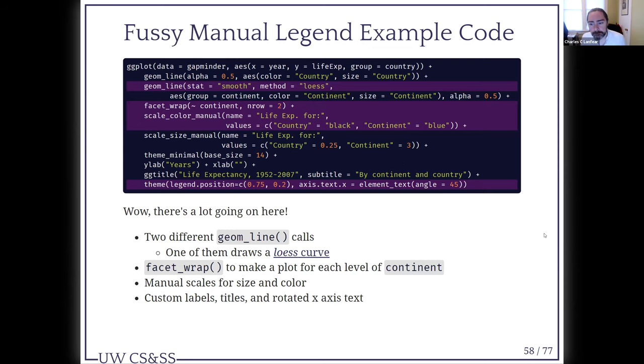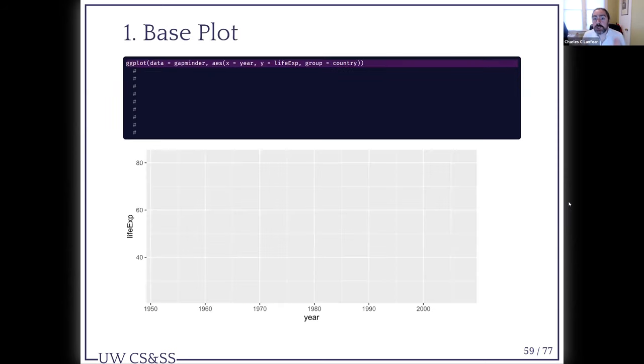But I'll show you what this looks like. So what we're going to do is begin with the base layer in this plot. The base layer is ggplot, the gapminder data. My aesthetic is x year, y life expectancy. So x is year, y is life expectancy. I've grouped on country, but this doesn't actually do anything yet. It's just going to make it so when I draw some lines, those lines go through the values of country.